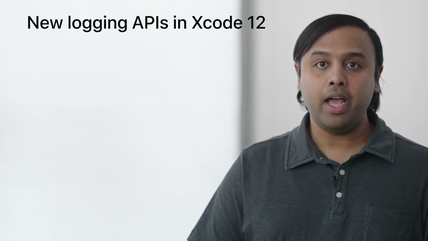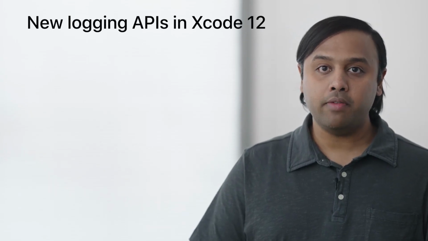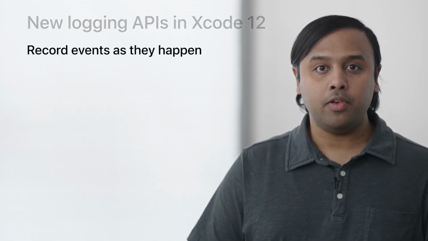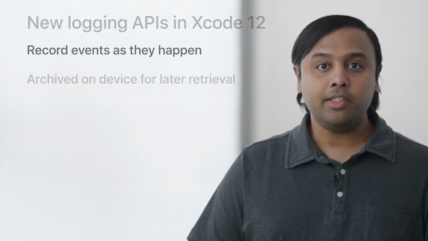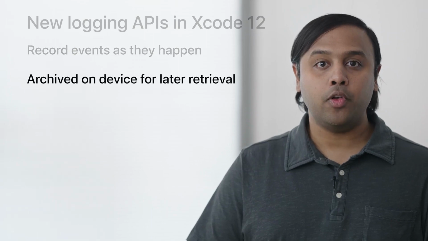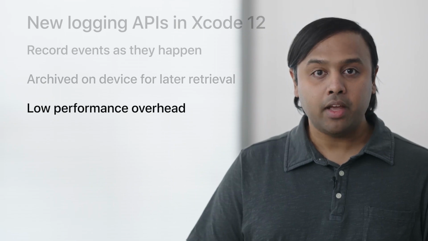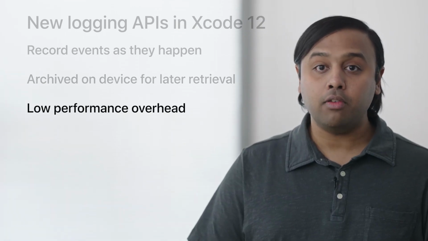Adding logging to your app can help you understand errors like this one without needing to reproduce them at your desk. In Xcode 12, we have introduced new Swift APIs for unified logging. You can use these APIs to record important events happening in your app as it runs. These logs are archived by the operating system, so you can retrieve them later from the device. Because these new APIs are very efficient, they can be widely used without slowing down your app.